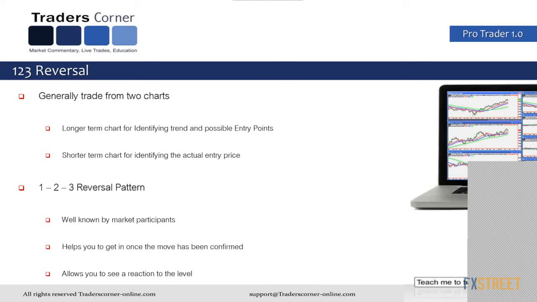We've taken the direction from the daily charts. We've looked at our entry points from the daily charts, so the support and resistance levels, but we're going down to the 4-hour or the 1-hour time frame to define where we're actually going to get into the market. What is the entry price? Okay, once we've found all of those levels, we then use our 1-2-3 reversal pattern to get into the markets.